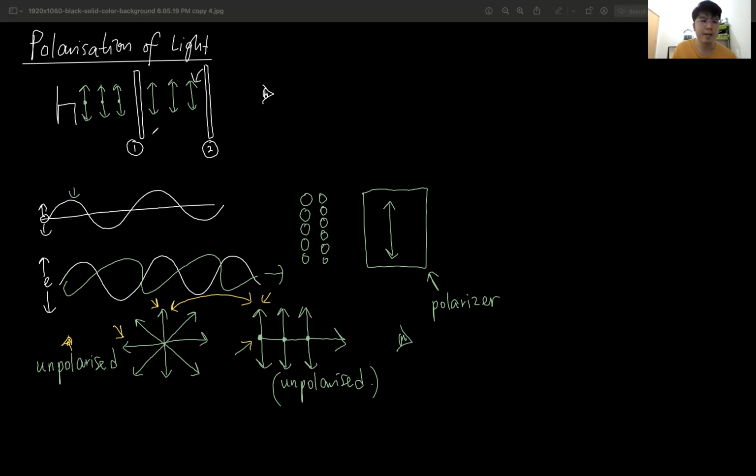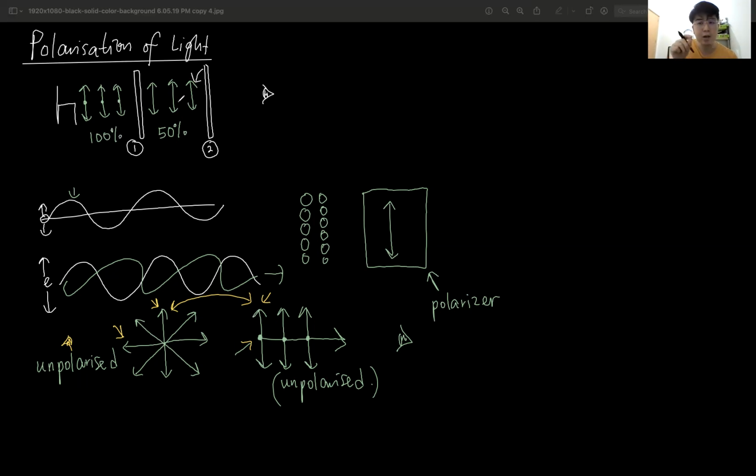After the first polarizer, what happened to the intensity? You see, I already removed the horizontal one, left only the vertical. So half of it is removed. That means 50% is reduced. This is 100%, that's 50%. It becomes dimmer.